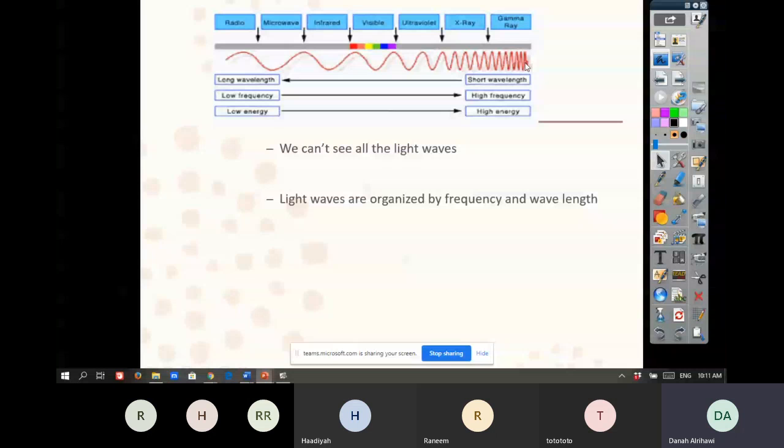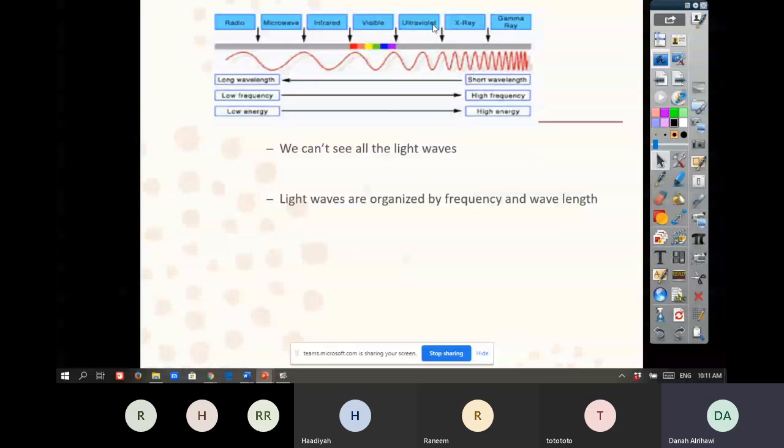We start from radio that helps us to get signals and music, microwave to heat our food, infrared. We use it in the remote control, and it's beside the red color in the visible, and the visible is the only one that we can see with the human eyes. And the end is violet. After violet we have the ultraviolet.